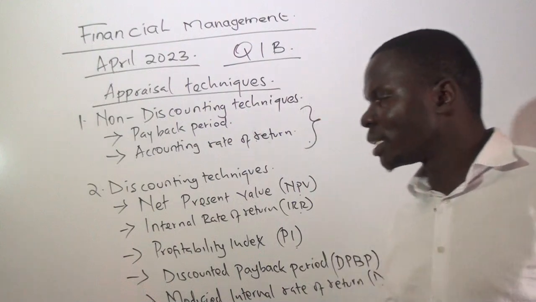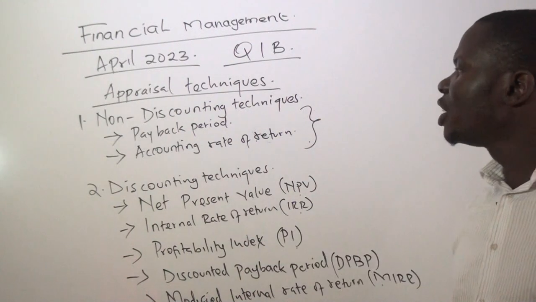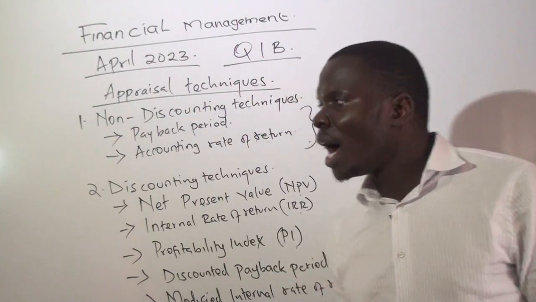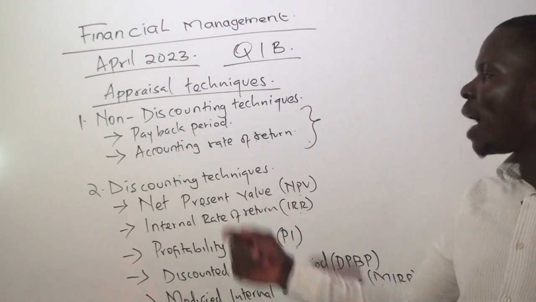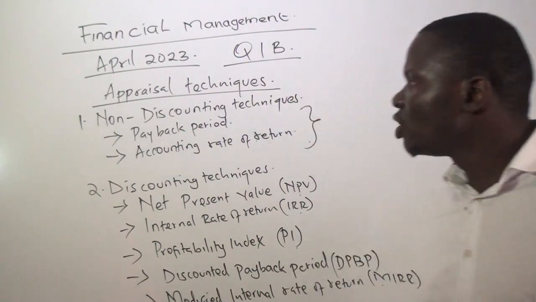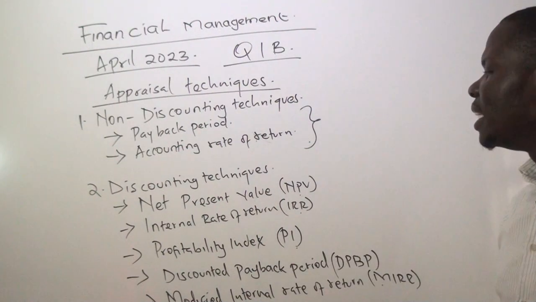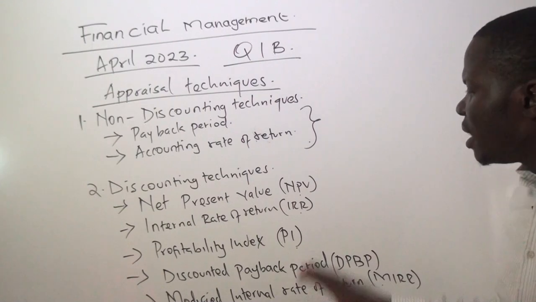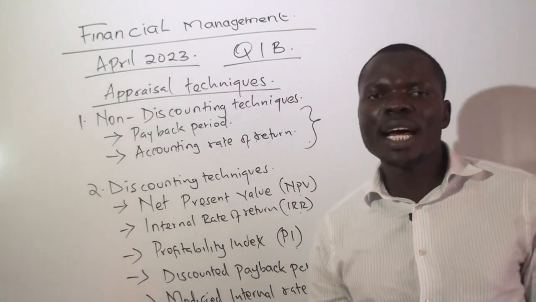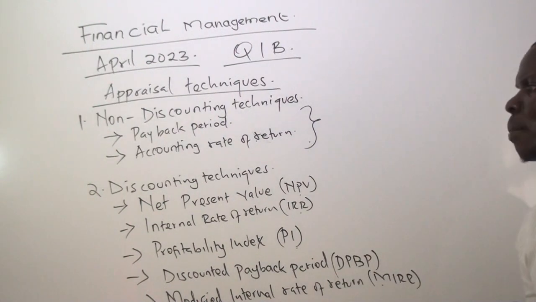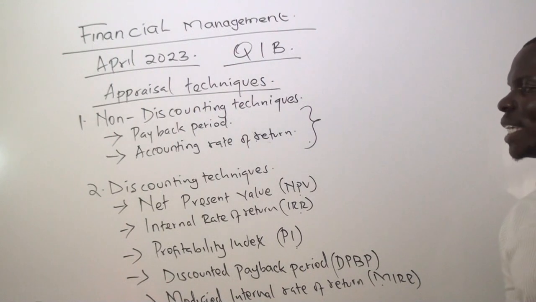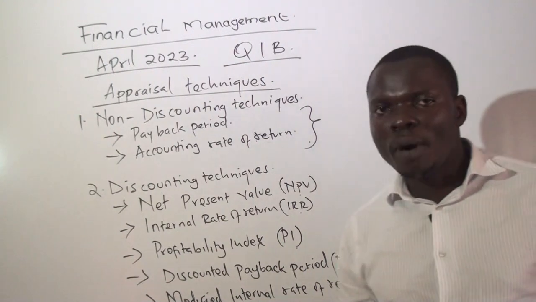but it does not give us the true profitability of the project. Under accounting rate of return, it normally uses the accounting profit, and as we know, there are shortcomings on the accounting profits which are normally used. That is why they are considered under non-discounted techniques. The discounting techniques are always recognized as the ideal measures of a project.